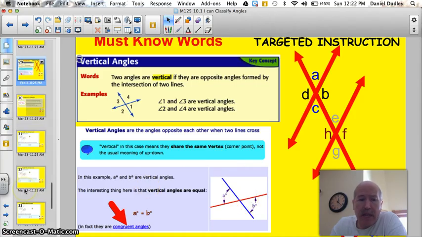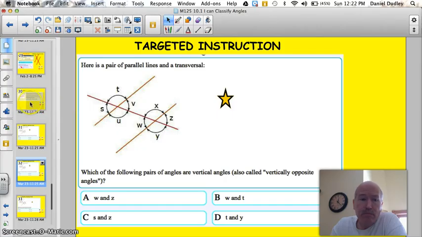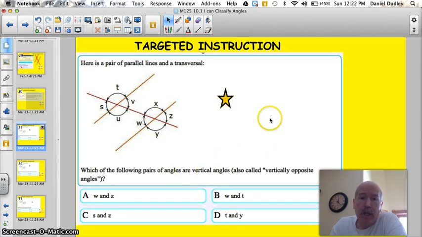All right, let's try some examples and we'll talk it through. Oh, sorry, this one first. Here's some parallel lines and a transversal. So these lines here are parallel. Which of the following pairs of angles are vertical? Vertical are also called vertically opposite angles. Go ahead and pause it and try.